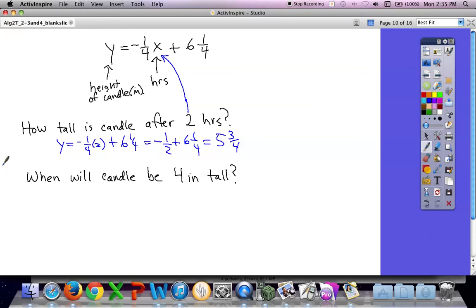Okay, how could we tell when, which means we need to know x now, when will the candle be 4 inches tall? Enrique? Yeah, so this time we want to plug in the 4, right, goes in for y. So we'll say 4 equals negative 1/4 x plus 6 1/4. Solve. What would you do first?